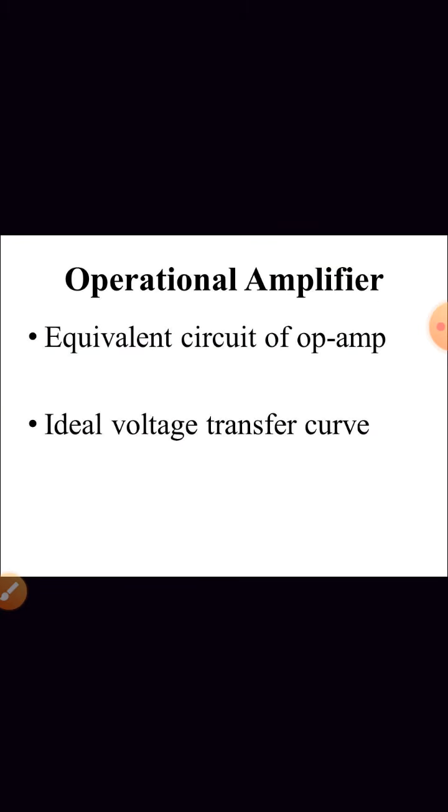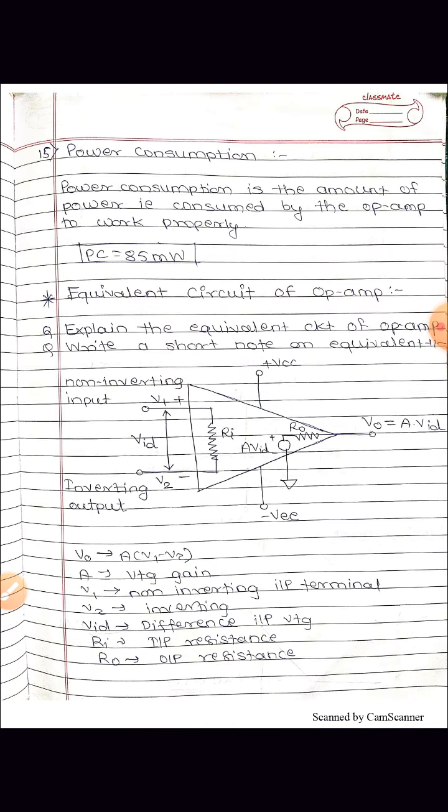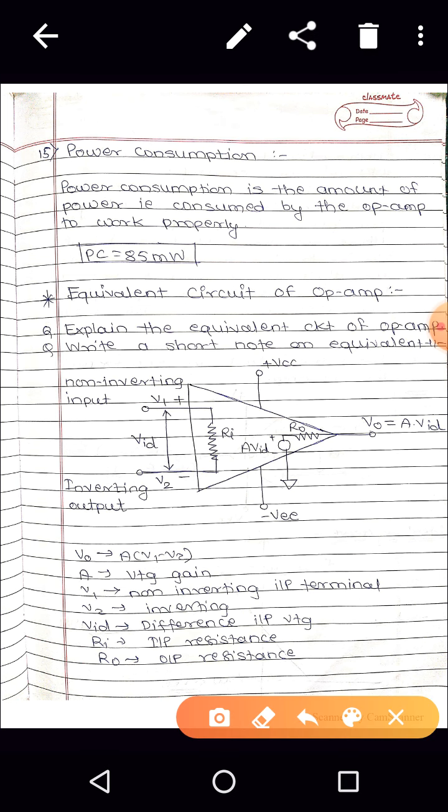Now, continuing with the operational amplifier, we are going to study the equivalent circuit of the op-amp and the ideal voltage transfer curve. These are the two contents. Now see here, the equivalent circuit of the op-amp.